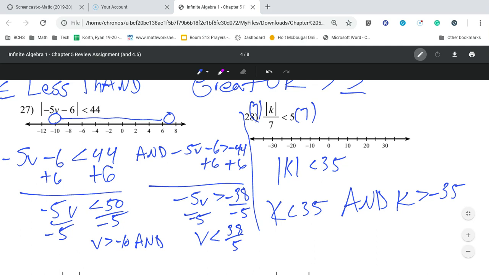All the PowerPoints are still online if you want to check back on any of the rules here. We want to be greater than negative 35 and less than positive 35. And inequalities going towards each other. Good news.